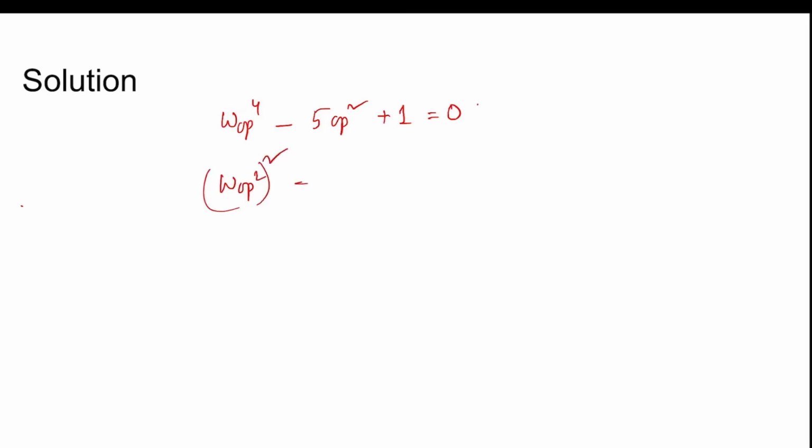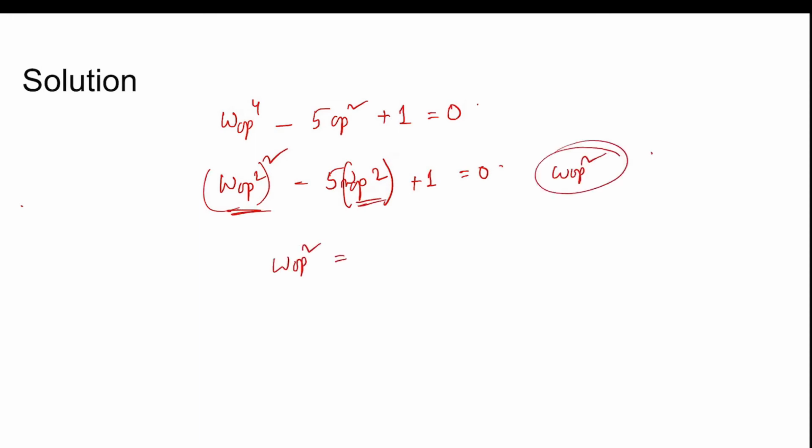Let omega operating square be a variable, then the equation is x square minus 5x plus 1 equal to 0. The omega operating square value comes out as 4.79 and 0.208. From this, neglecting the negative values, omega operating value is 2.18 or 0.45.